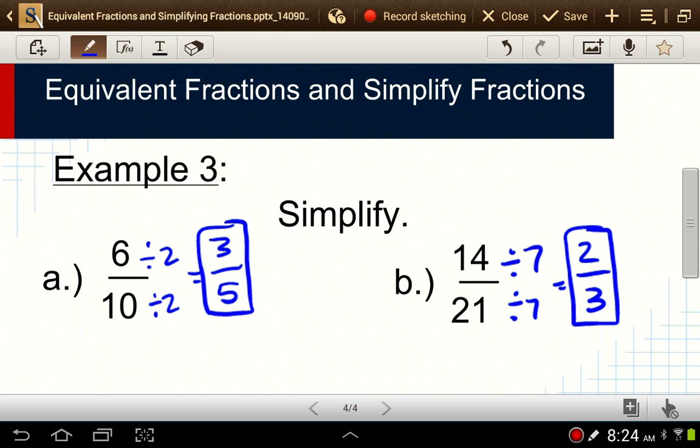Sometimes it takes multiple steps when you're simplifying, so always check to see if there's anything else that goes into your answer before you move on.